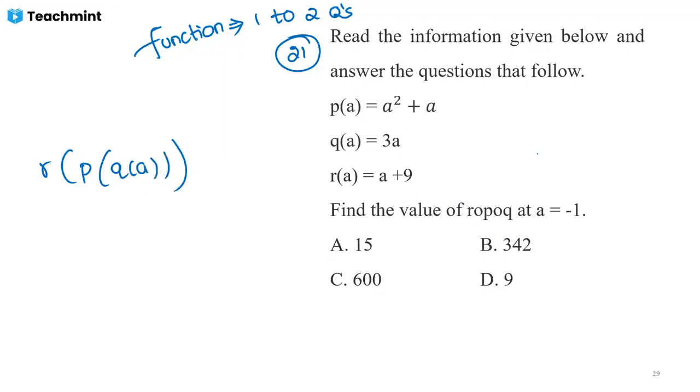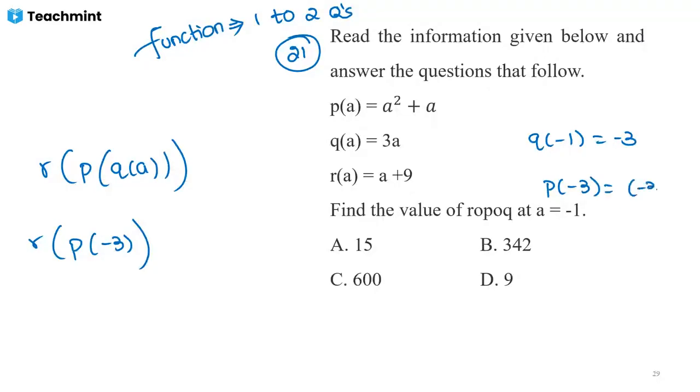First, Q of minus 1, at A value minus 1. So Q of minus 1 is minus 3. So R of P of minus 3. P of minus 3 is minus 3 whole square minus 3, which is 9 minus 3, 6. So R of 6 is nothing but 6 plus 9, 15.